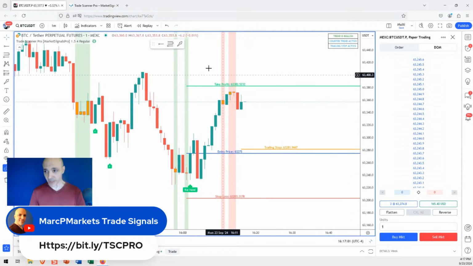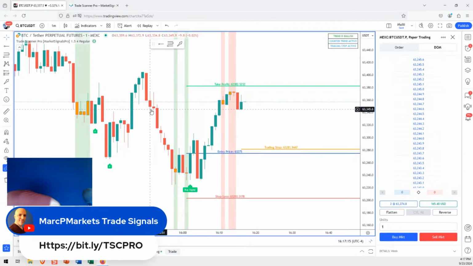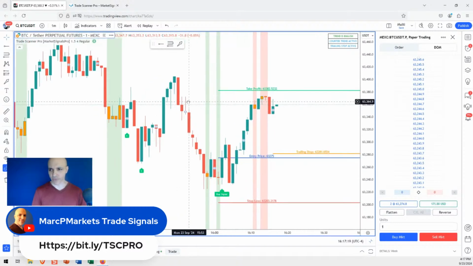Now look, my trailing stop just moved again. This is a risk-free trade. If this thing pulls all the way back and taps me out, I'm still ahead slightly. Plus I locked in that one contract around this price anyway. So I have 2 contracts right now. It's like $165, whatever. It's on paper. And again, just to be clear, this is the futures contract on MEXC. This is not the spot.